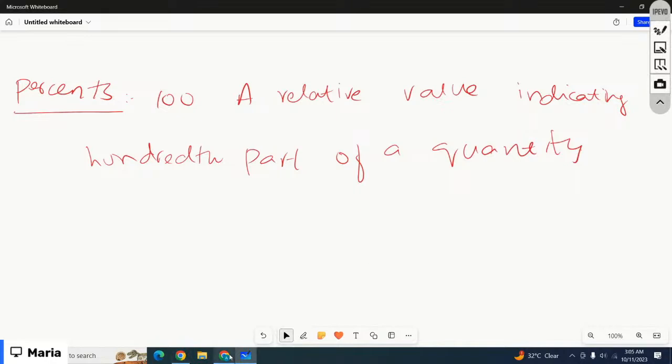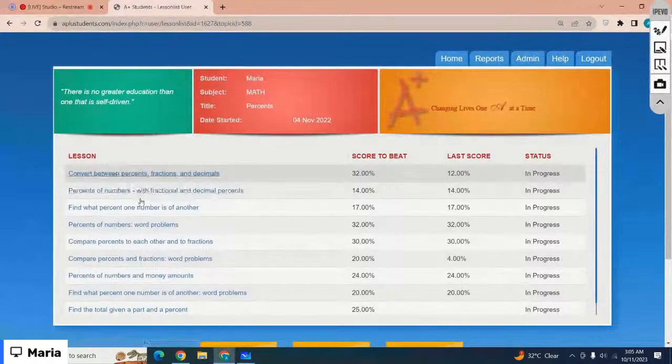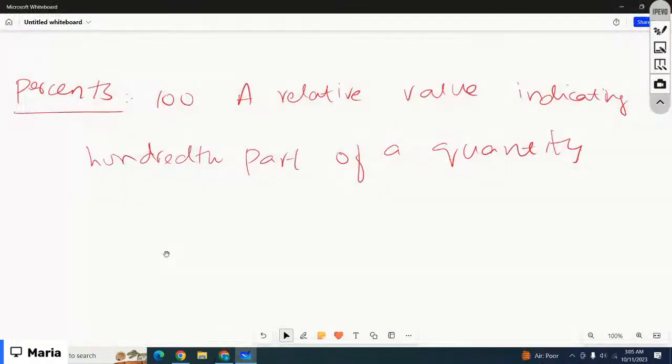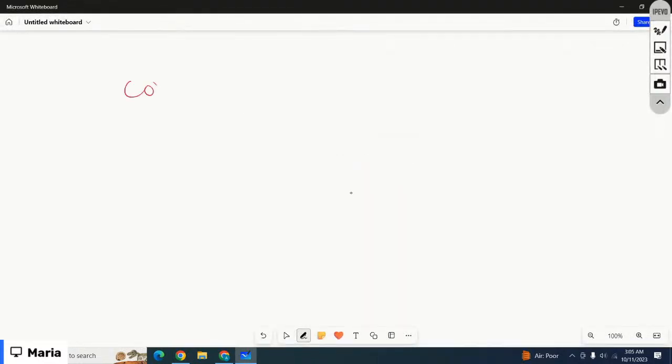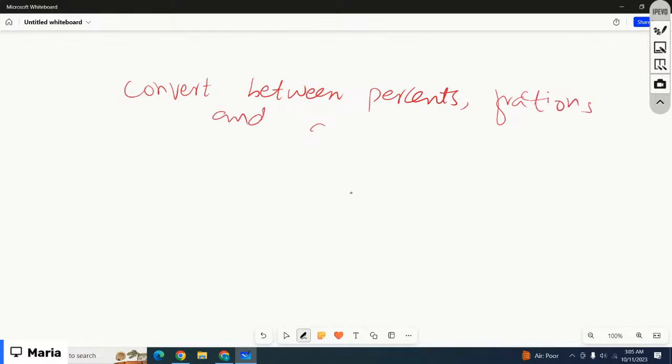So the first lesson we need to start with is convert between percents, fractions and decimals. So how do you convert from percents to fractions and from percents to decimals? We are going to learn how do we convert between percents, decimals and fractions, right? Convert between percents, fractions and decimals.